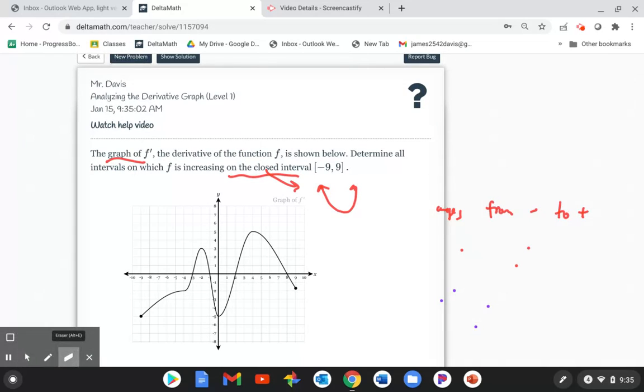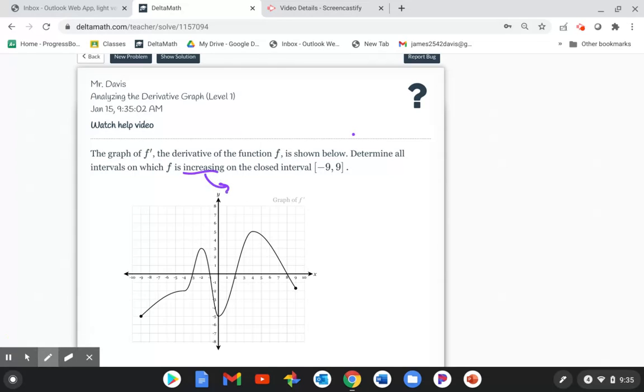Let's try another one. Where is the function increasing? Okay, let's think about what that implies for our derivative. If something is increasing, that means f prime is positive. So let's highlight all the places where the derivative is positive.